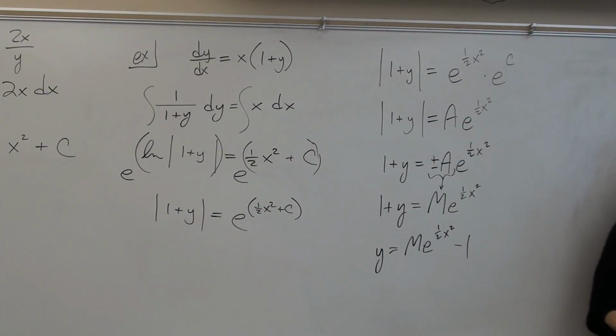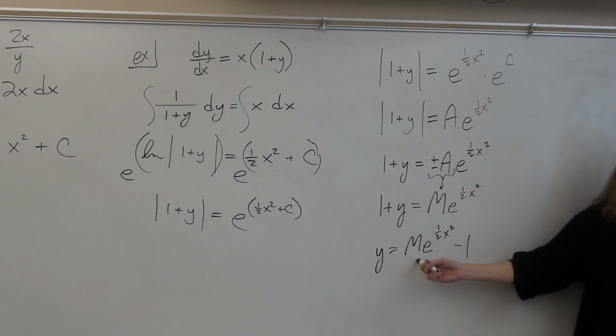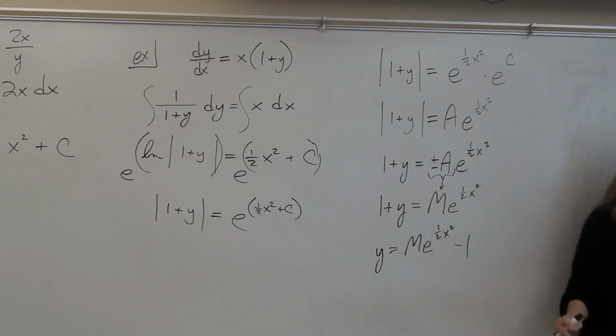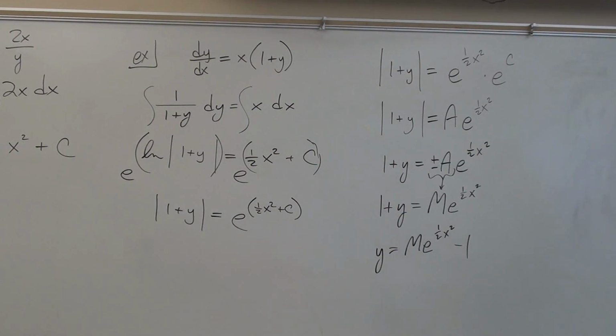Wait, but then, if you want to plug stuff in now? Well, if we had to plug something in for x and y and solve for m, you'd be given a point so you could solve for m. Would they give you a value for m? No, they would give you an ordered pair that was on the solution, and you'd have to solve for m. Okay. Yeah. Which brings us to our next example, right?